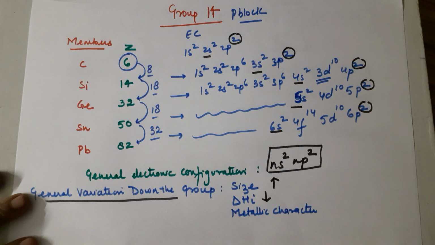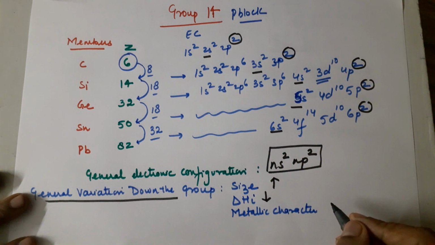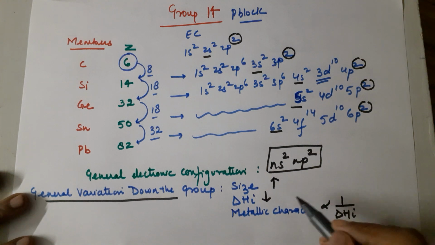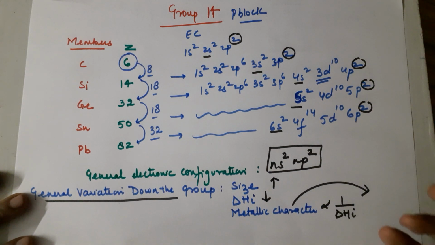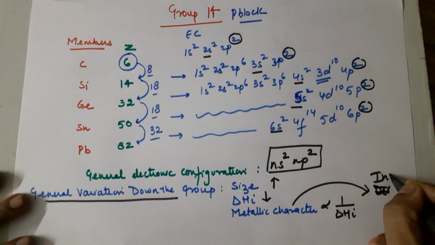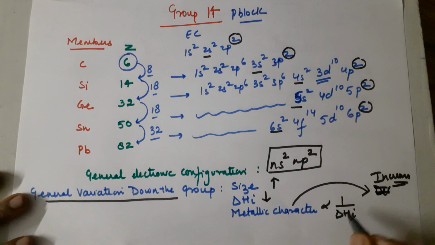Moving on to metallic character. Metallic character is related to your ionization energy. So if your ionization energy is high, your metallic character becomes low. So it is inversely related to ionization energy. Hence, metallic character on moving down the group always increases, while the ionization energy goes on decreasing.